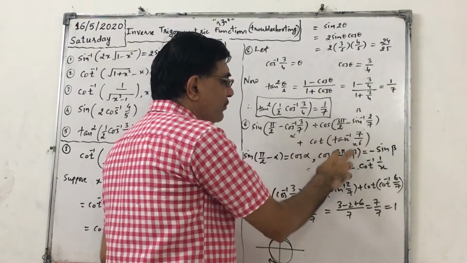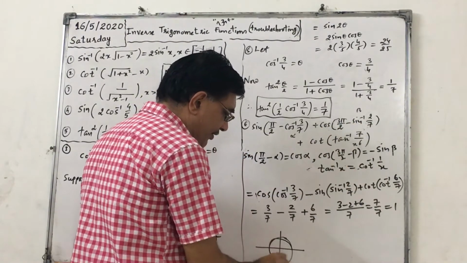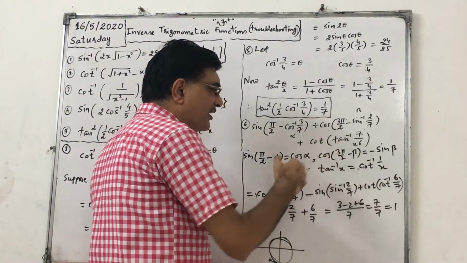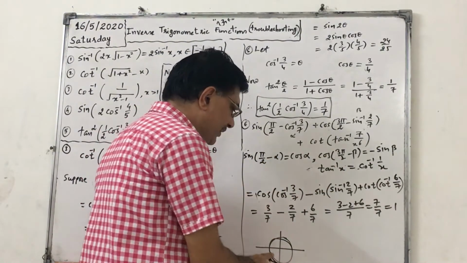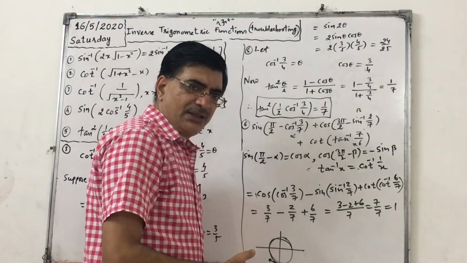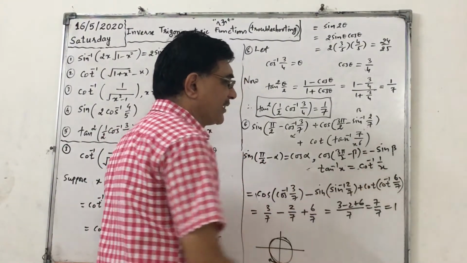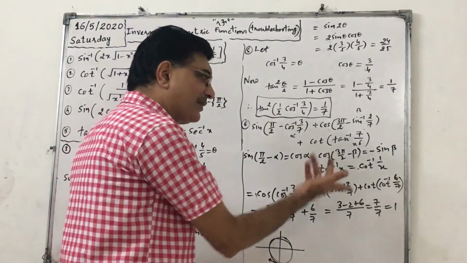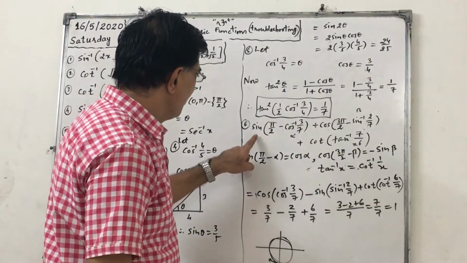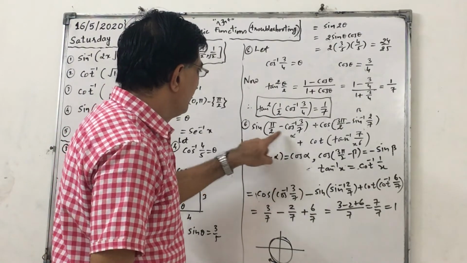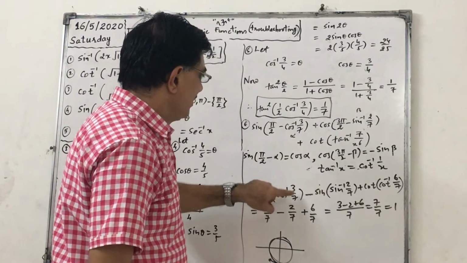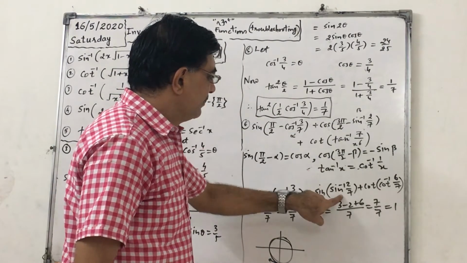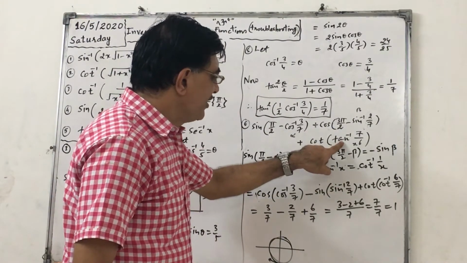Cos of 3 pi by 2 minus beta. Now see, this is the third quadrant, 3 pi by 2 minus, so the function will change from cos to sin. And in the third quadrant, as cos is negative, we have to put minus sin beta. Then tan inverse x equals cot inverse 1 upon x. Putting the values here, cos alpha minus sin beta plus cot inverse of 6 by 7.